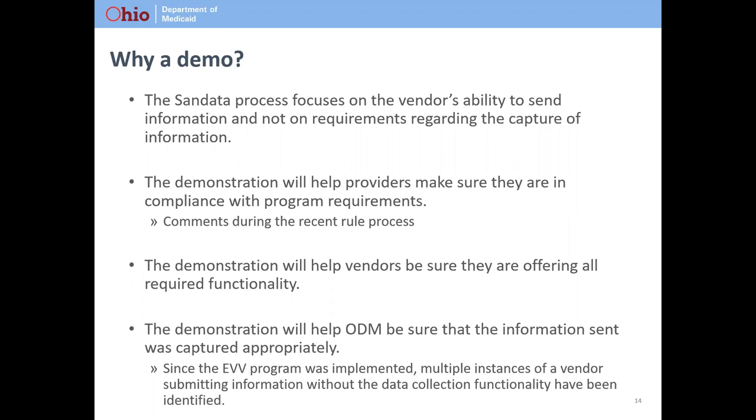During the recent rule revisions, we did receive comments from providers indicating that they were uncomfortable being solely responsible for making sure all program requirements were satisfied by their alternate systems. In addition, the demonstration will help vendors be sure they are offering their clients all the required functionality. And finally, the demonstration helps ODM be sure that the information sent to the aggregator by alternate systems was captured appropriately. This is to address circumstances that have been identified since we first began certifying alternate systems, where vendors were submitting information that was collected, or allegedly collected, without the appropriate functionality behind the data transmission.